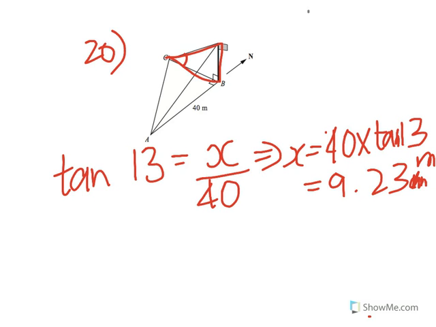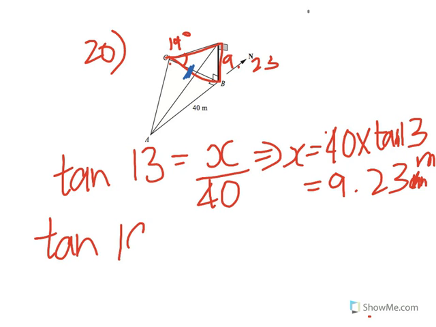Now, we're going to deal with this triangle over here. This angle of elevation is 19 degrees. And this side over here is 9.23 meters, because we calculated it from the previous triangle. So again, it's a right angle triangle, so we can apply SOHCAHTOA. We have the opposite side, but we need this side over here, which is the adjacent side. So again, the function that relates them is the tan function.